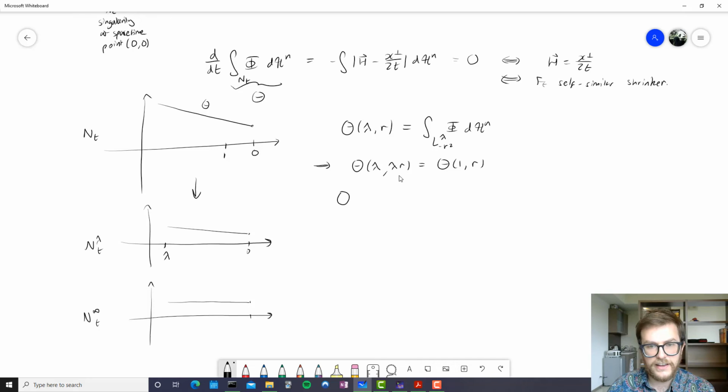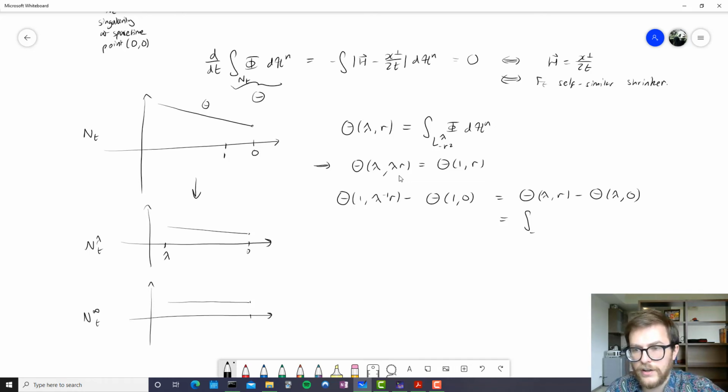So that means that, in particular, theta of 1 lambda inverse of r minus theta of 1, 0, is equal to theta of lambda r minus theta of lambda 0, which is equal, by Huisken's monotonicity formula, if we integrate this formula, to the integral from minus r squared up to 0 of the integral over the rescaled flow of this, h plus x perp over 2s. These should be squared.